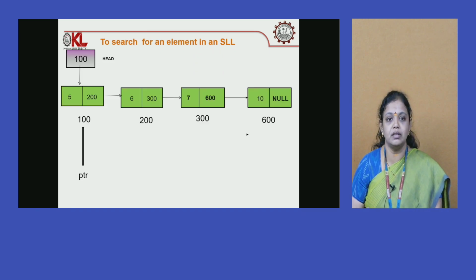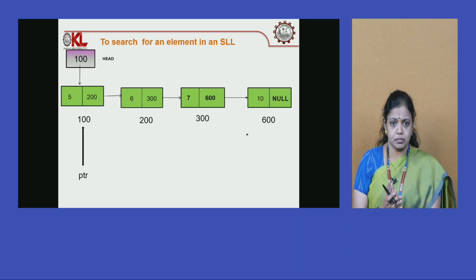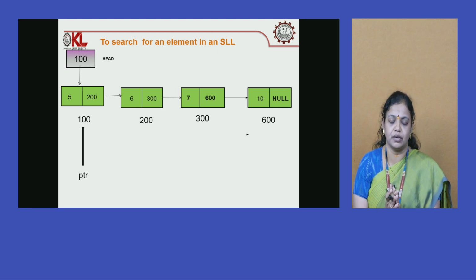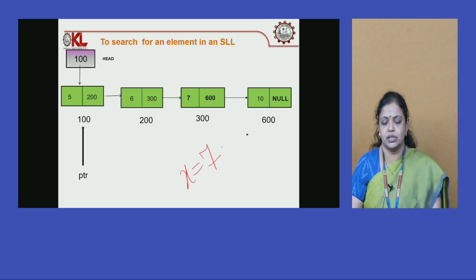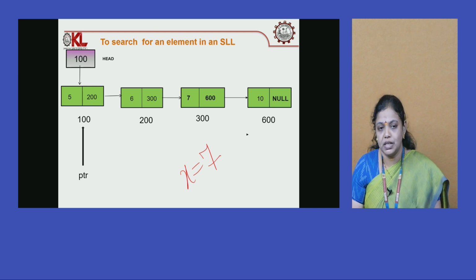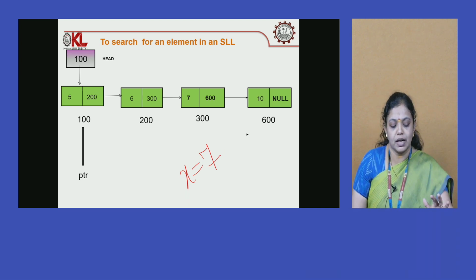Now see, for example, in this list I want to search for data 7. So I want to search for data equal to 7, so I write x is equal to 7. Now I have to search. What is my starting point? PTR is equal to head, so I will start from head.